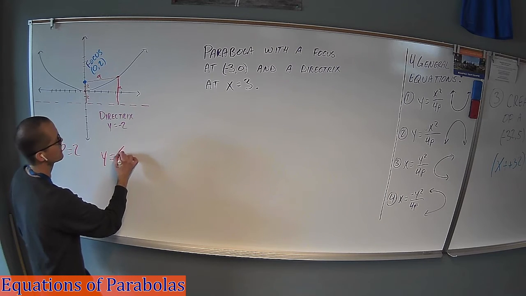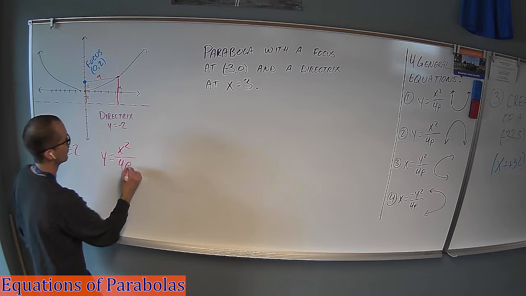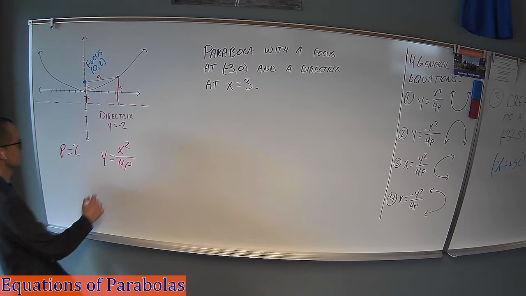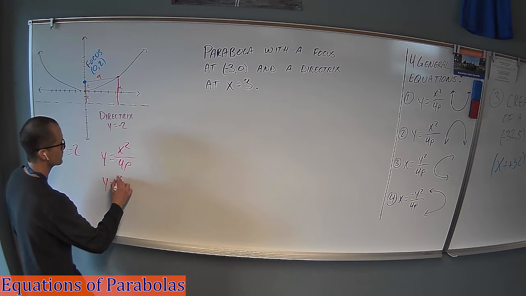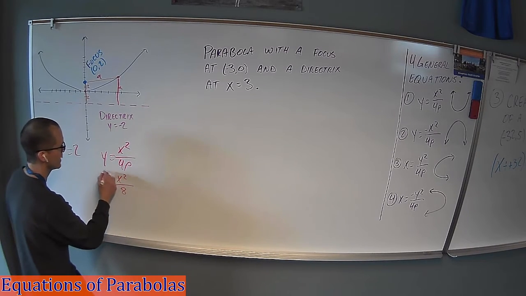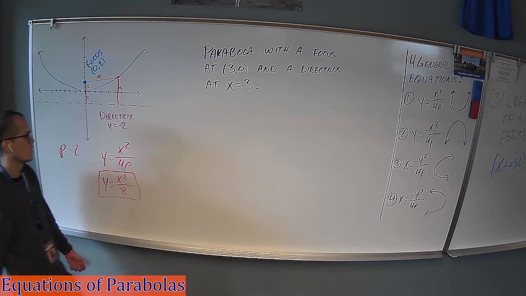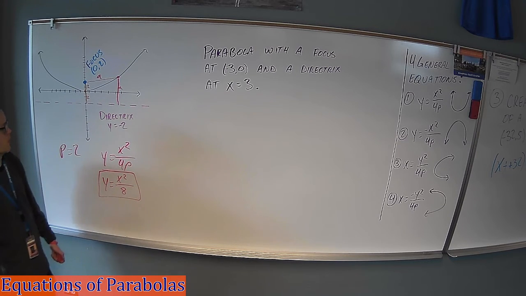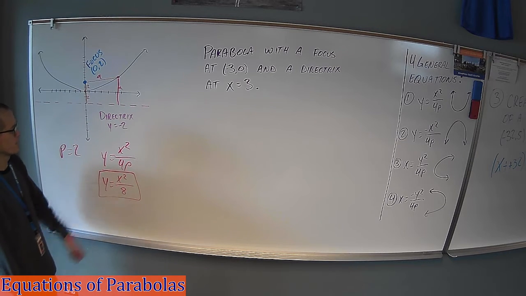So I'll just rewrite it. Y equals x squared over 4p, and then we'll substitute this value in. So y equals x squared over 4 times 2, which is 8. So there we go. This is the equation of the parabola that we're working with here. Y equals x squared over 8.